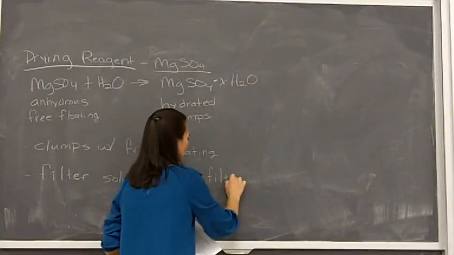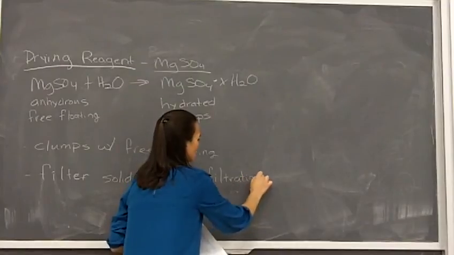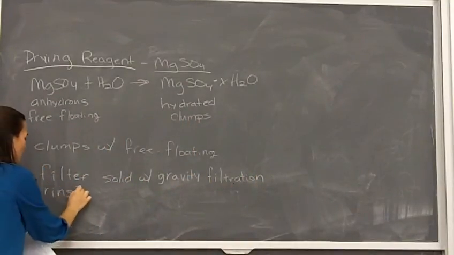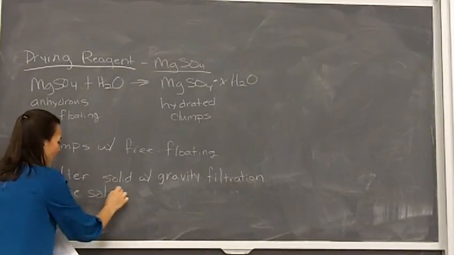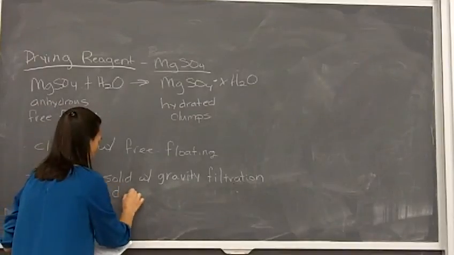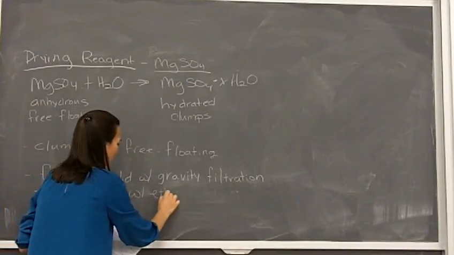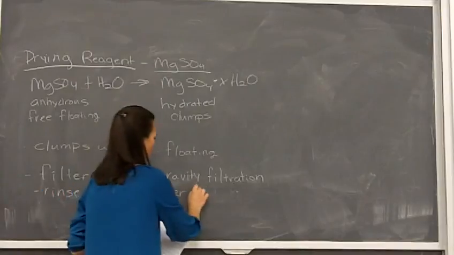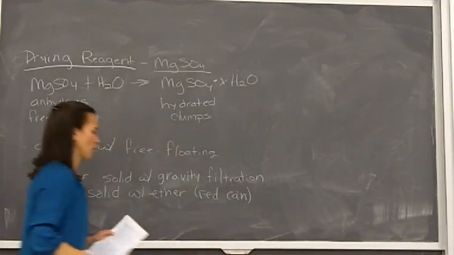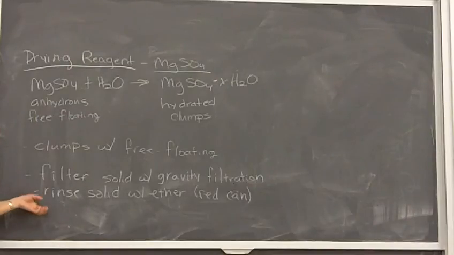Make sure you rinse. Now, rinse the solid with ether. And now we've dried our ether solution, so we don't want anything wet in there. But we can use the red can ether, okay? The red can ether is dry enough for this point. So rinse the solid well with ether. We want to get all the ether solution off the solid because that's where your product is.